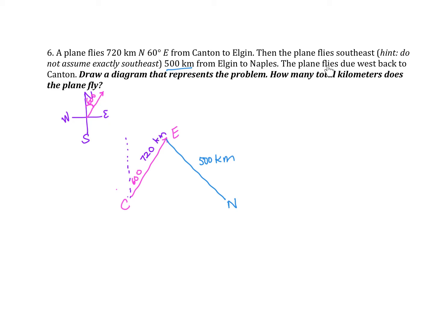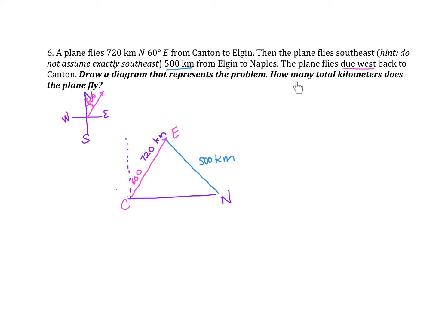Then the plane flies due west. So again, the words due west means exactly west here. And so I'll try to draw it a little bit better so it looks like it's directly west. And so that gives us more information. Okay, so let me just clean that up a little bit. North.